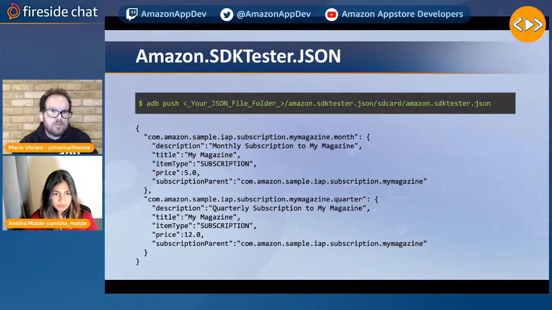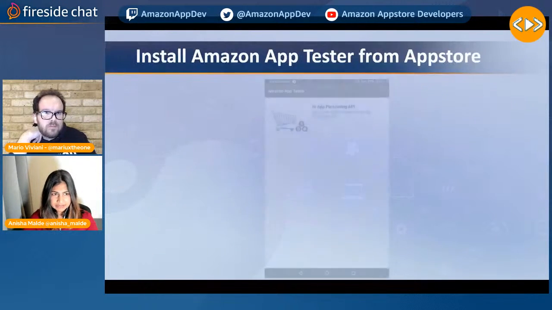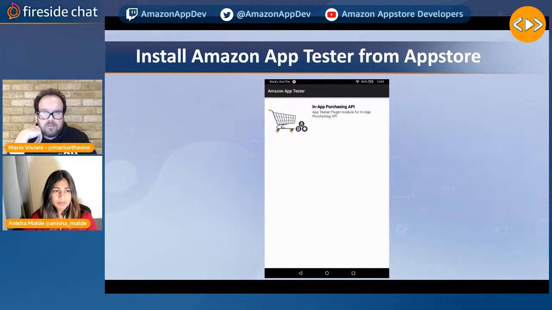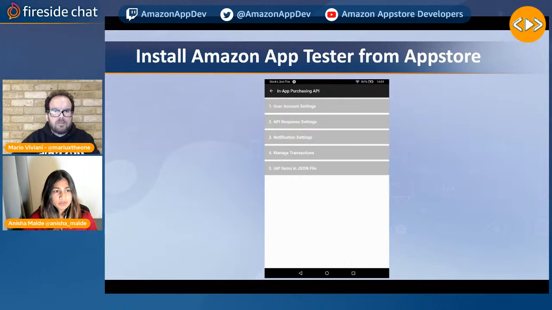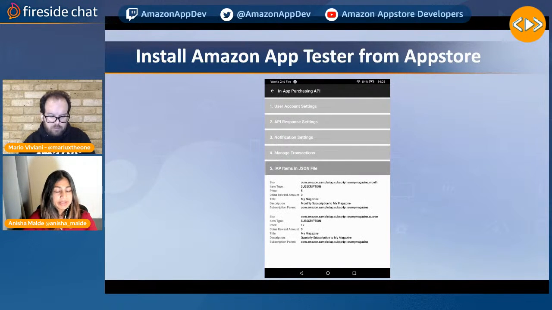So once I've pushed this to my device, I can then use the app tester from the Amazon App Store to test my subscription. So this is just a screenshot from the app tester, and I'm going to show you a live demo as soon as I've just gone through the screens that you will see on my Fire device. So the first screen you'll see is the home screen. So you will be able to test your in-app purchasing API. Once you've got to that screen, you'll be able to see this screen, which shows all the different settings I can access. For example, the in-app items in my JSON file, which is what will show me that JSON file of my subscriptions. So this is all really cool, but we want to see it live, don't we?